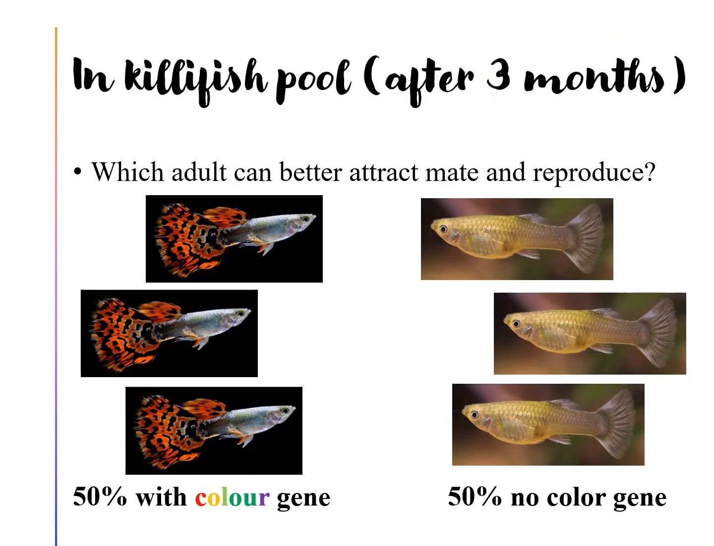In the killifish pool, there are two types of young guppies, those with the color gene and those without the color gene. After 3 months, the two types of guppies grow up to become adults. Now, half of the adults are colorful guppies, while the other half are drab guppies. Which adult can better attract mates and reproduce? Of course, based on your common sense, the more colorful guppies should better attract mates and reproduce.